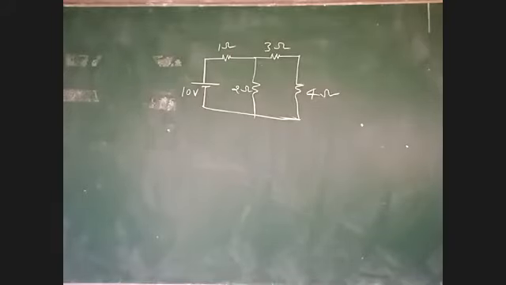Write down note number 1. In open circuit, what is the current? Anyone? Zero. Write down: in open circuit, current is 0 and voltage is present.